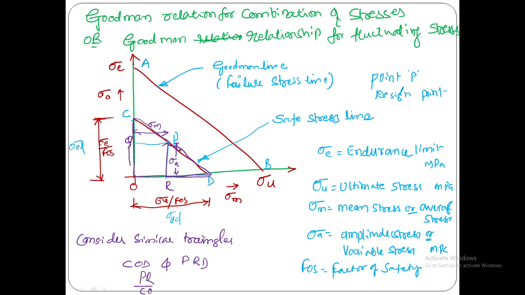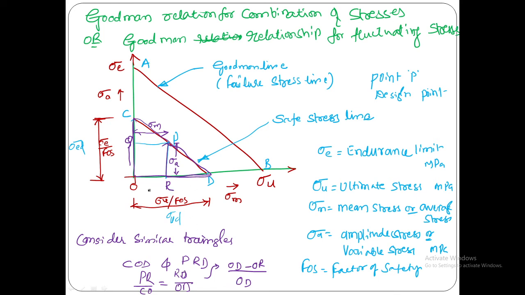PR divided by CO is equal to what? RD divided by OD. Now let us calculate RD, which is this much portion. So how will you get RD? RD equals OD minus OR divided by OD. Is it right? RD can be calculated here.